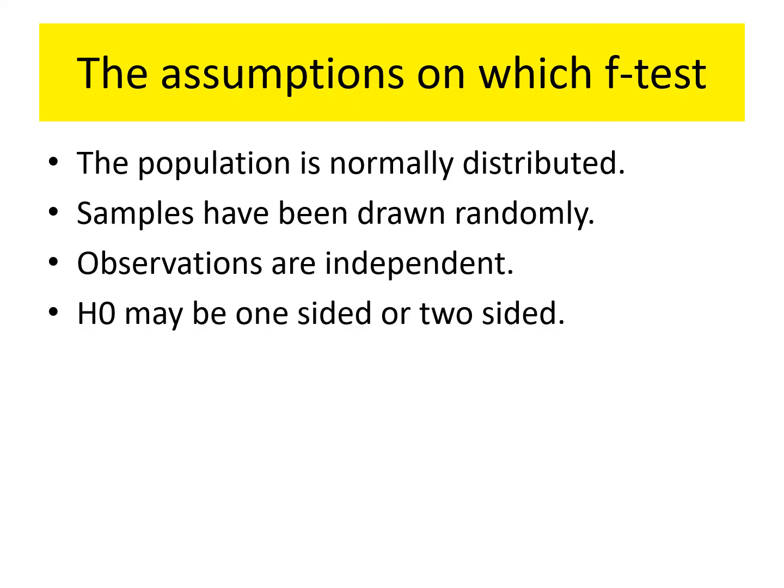So the population where you are picking your sample should be normally distributed. And of course, this is inferential statistics. In this case, you have to use random sampling, or we call this the probability sampling design, to pick up your samples. So observations are independent, and your null hypothesis can be directional or non-directional, or we call this one-sided or two-sided.